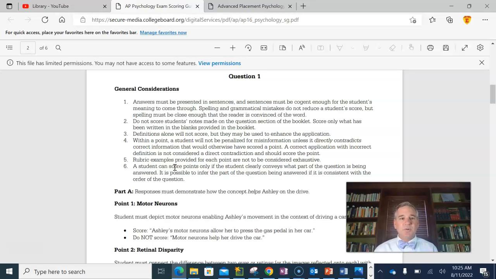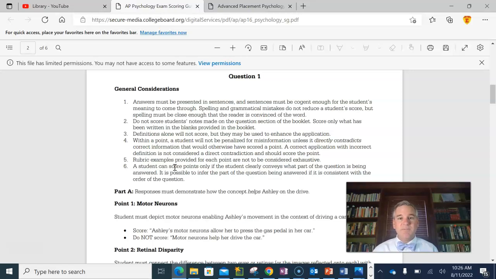And then this is the most important part. Within a point, a student will not be penalized for misinformation unless it directly contradicts correct information that would have otherwise scored a point. All right, so what does that mean? That means you can write something that is totally incorrect and it doesn't count against you. They just ignore it. They just pretend like it's not there, unless it contradicts something else you wrote. But for the most part, incorrect information is just ignored.